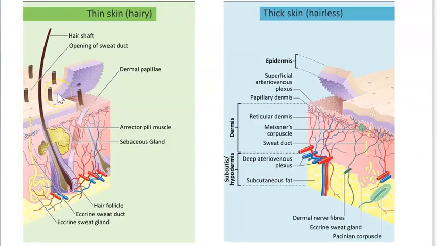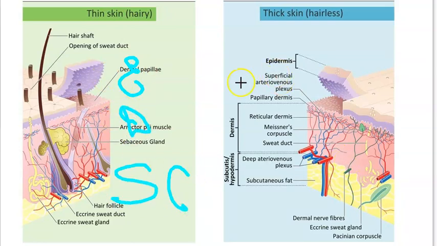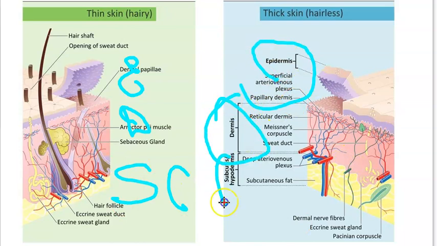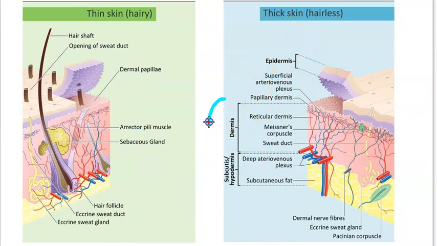Hold on. Okay, so look at this. Thin skin shown here, it has hair. Thick skin shown here, no hair, right? And basically, what are the layers? We told you, epidermis and dermis, right? So, you have to know epidermis and dermis and subcutaneous fat. Here also they have shown you epidermis, dermis and subcutaneous fat. Can you see here, this is dermis, then this is epidermis, and then you have subcutaneous fat. It's also called hypodermis. Epidermis, dermis, hypodermis. Okay, same thing.